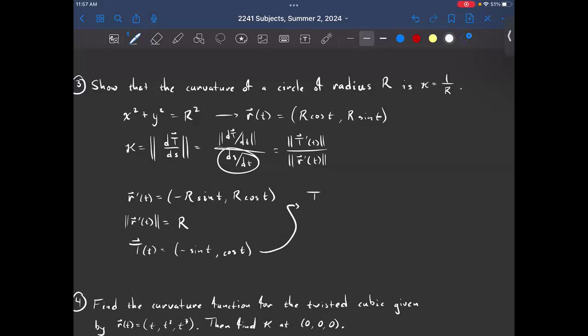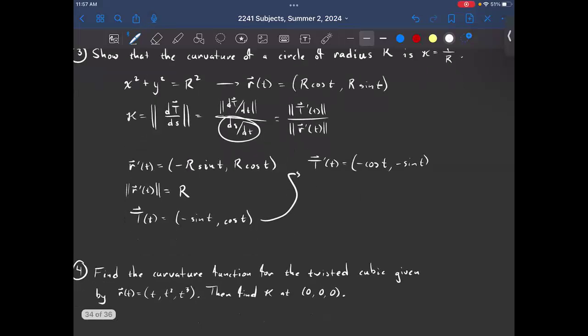So T prime gives me minus cosine of t, minus sine of t. And lastly, I'll need the norm of that. You can probably see that this is going to be 1. And so that part is 1 for us. This part is r, and we have exactly the formula that we want.